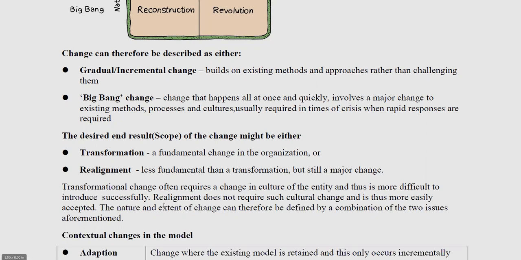Also, mostly when it comes to maybe mergers and acquisitions, you know that could be a transformational change. Maybe a company has bought us, and they may want us to adopt their methods, right? And that may be difficult. So the nature and extent of change can therefore be defined by a combination of the two issues aforementioned.